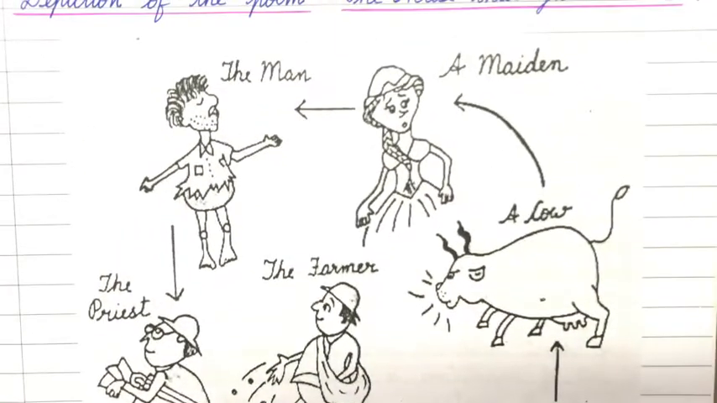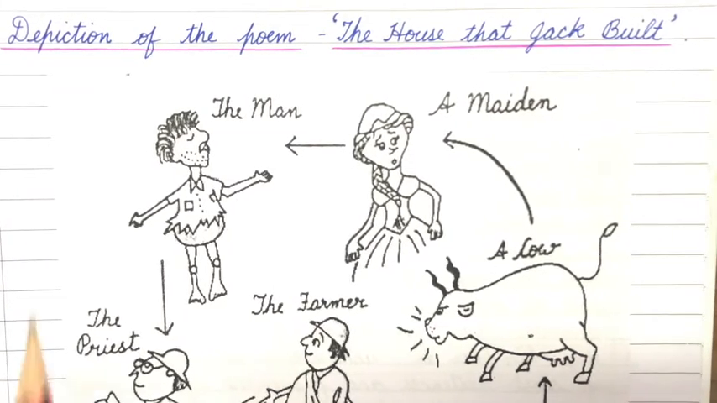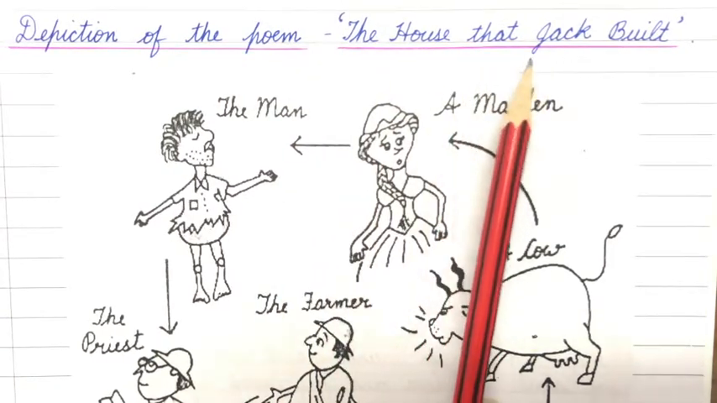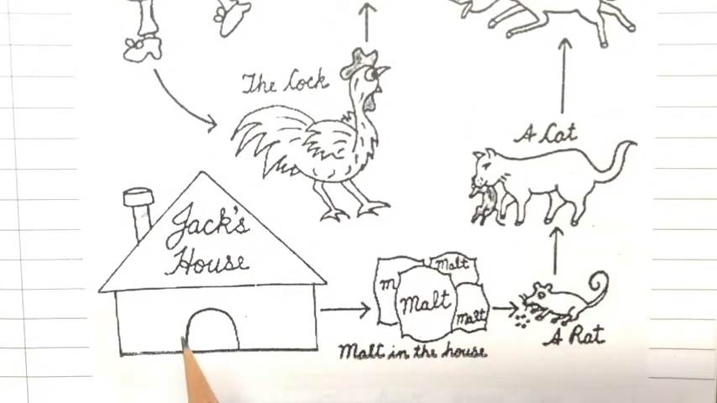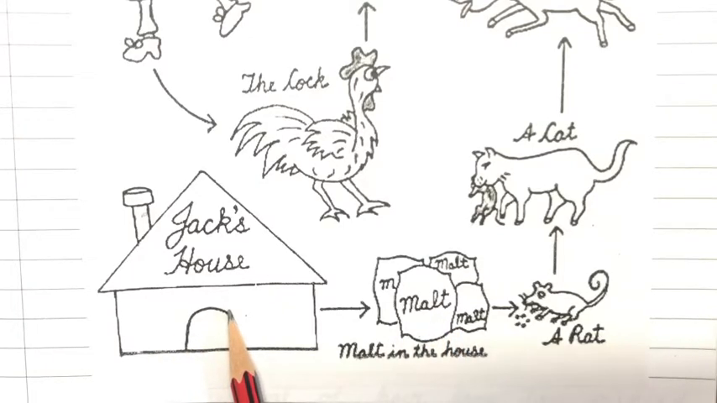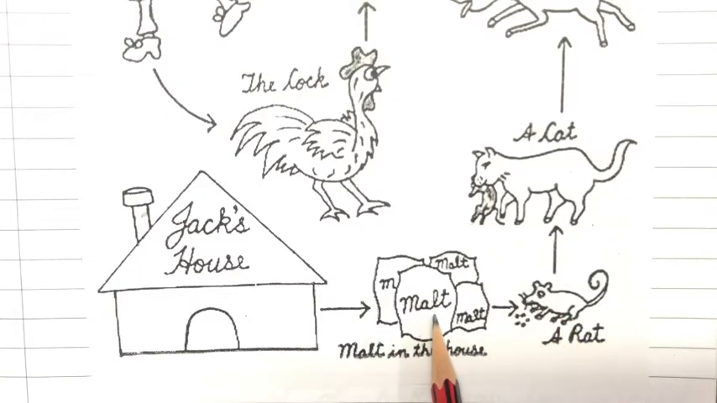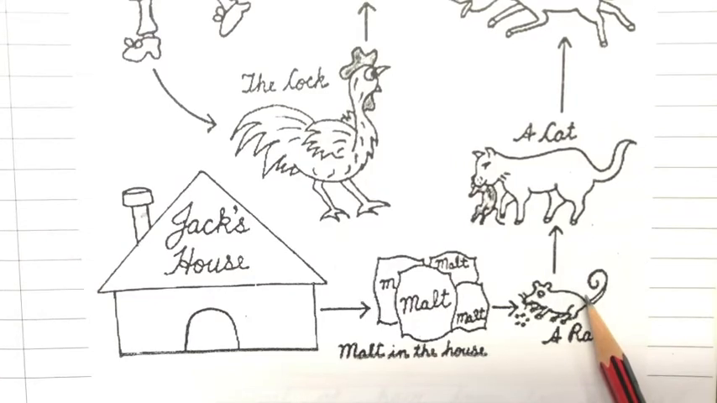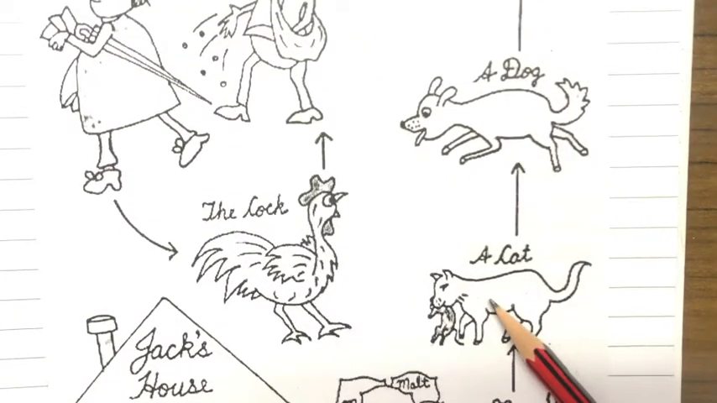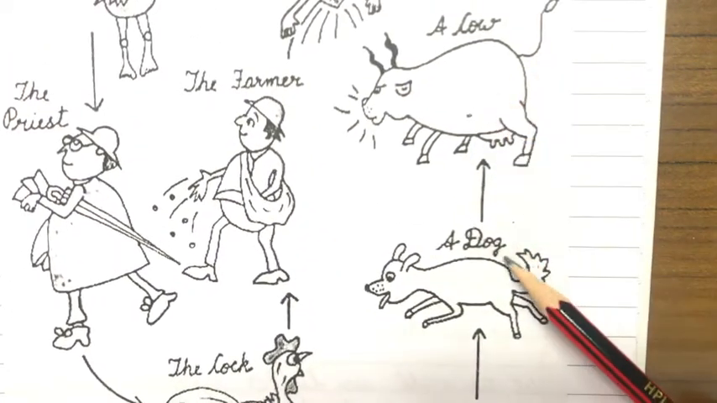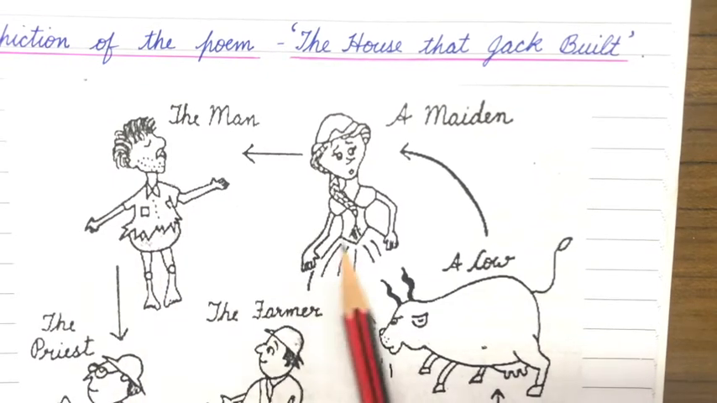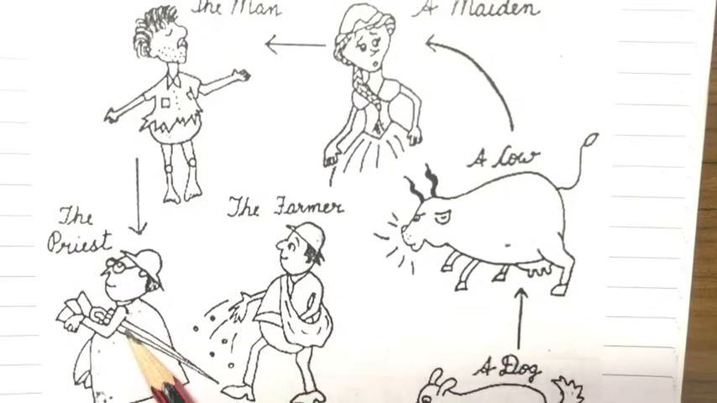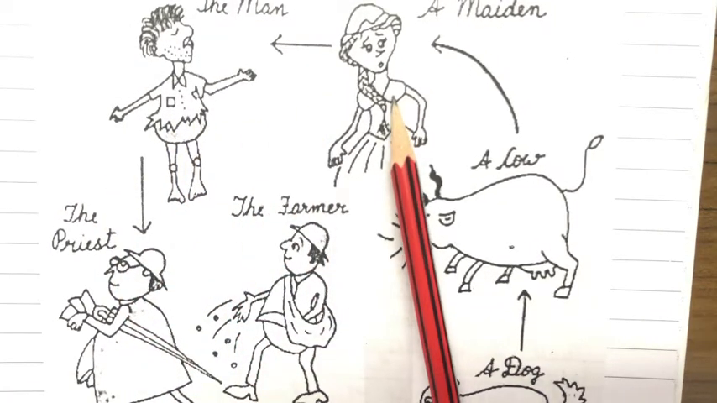So children, on the next page, you can see the depiction of the poem, The House That Jack Built. Let me explain this picture. So children, this is Jack's house and malt is in the house. This rat ate the malt. The cat killed the rat. The dog worried the cat. The cow tossed the dog. The maiden milked the cow. The man kissed the maiden. The priest got the man and the maiden married to each other.